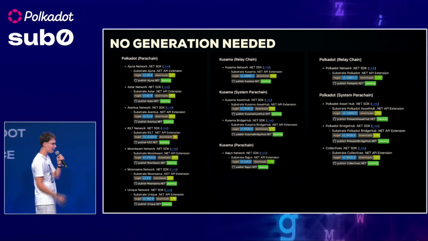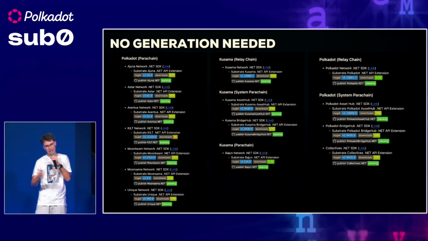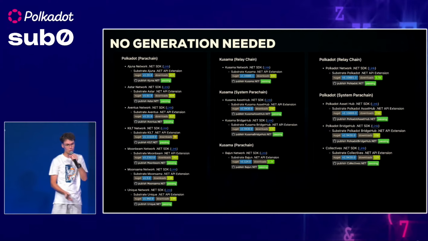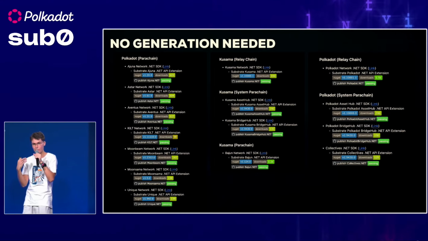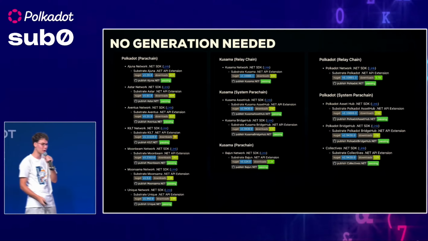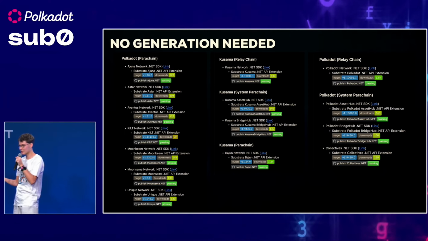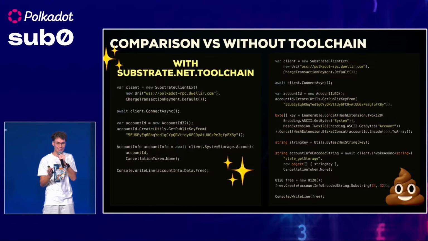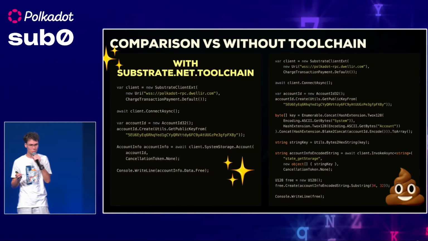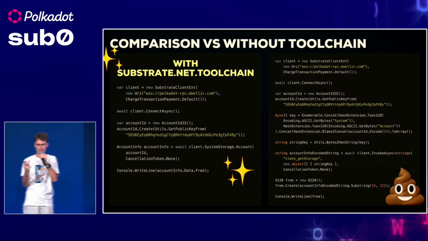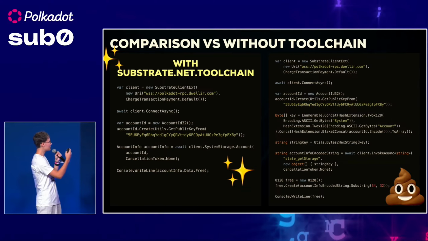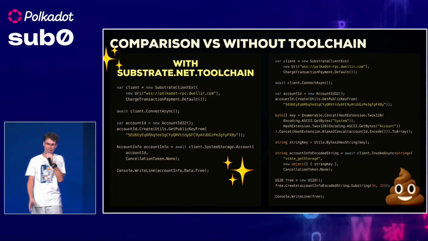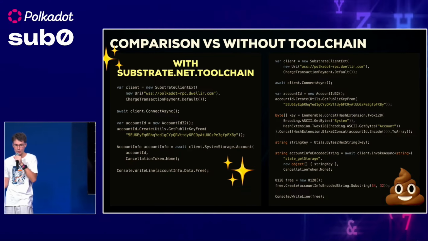And actually, everything that I've explained right now, you don't need to run the generation code for most of the chains, because we have already pre-generated it for you. So it can save you a lot of time. Okay, and I tried to challenge myself. I've tried to query my balance. I did it twice. Once with the Substrate.NET Toolchain code generation, and the second time without it.